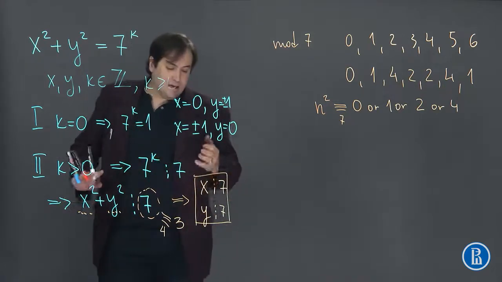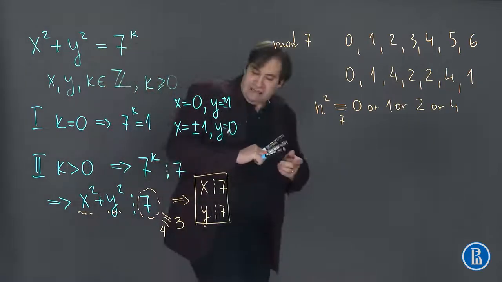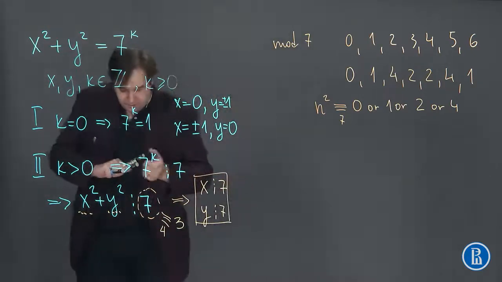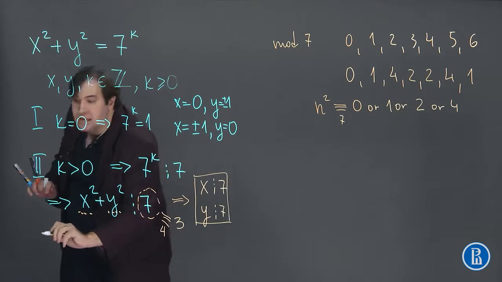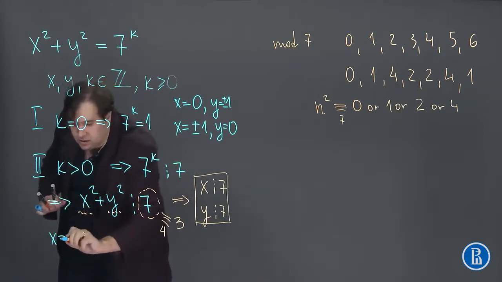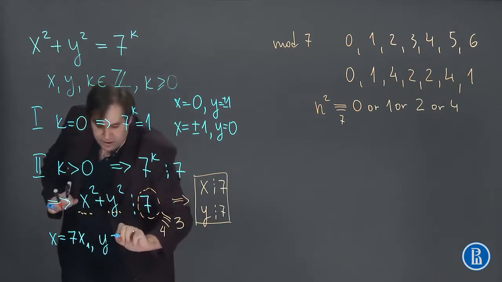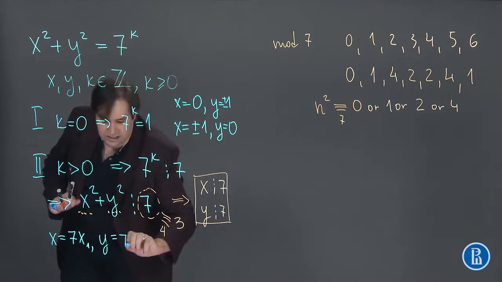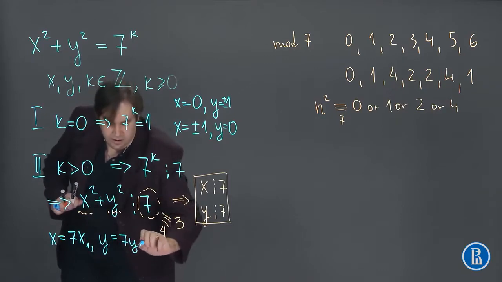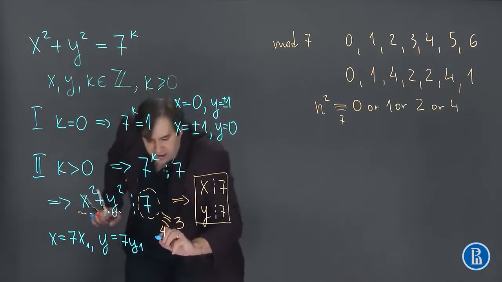Since x and y are divisible by 7, we can substitute, say, let x be equal to 7x1 and y be equal to 7y1, where both x1 and y1 are integers.